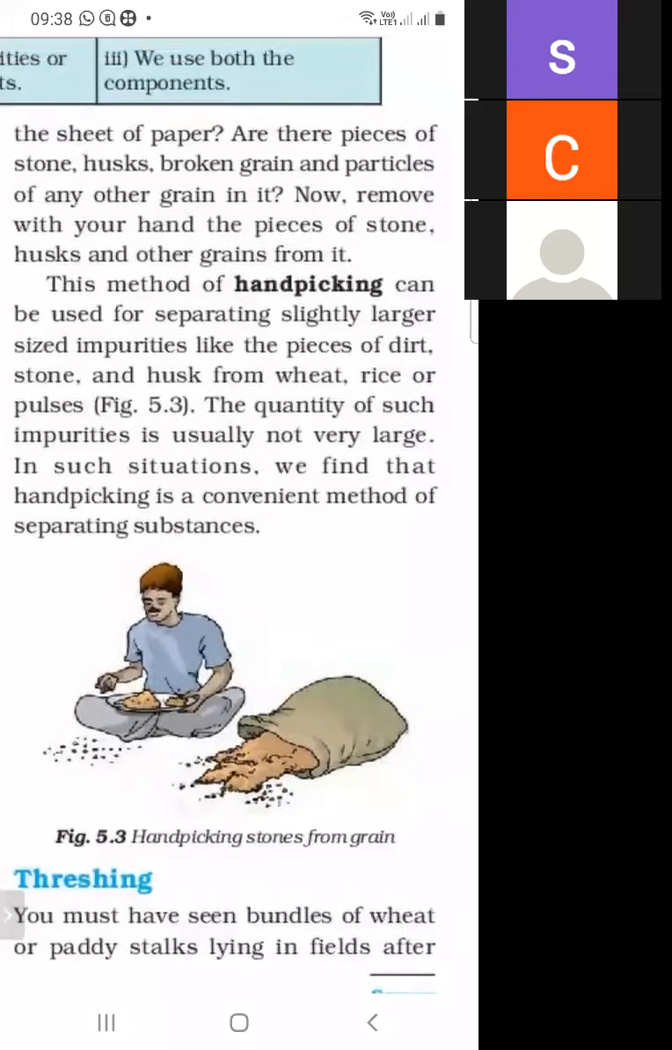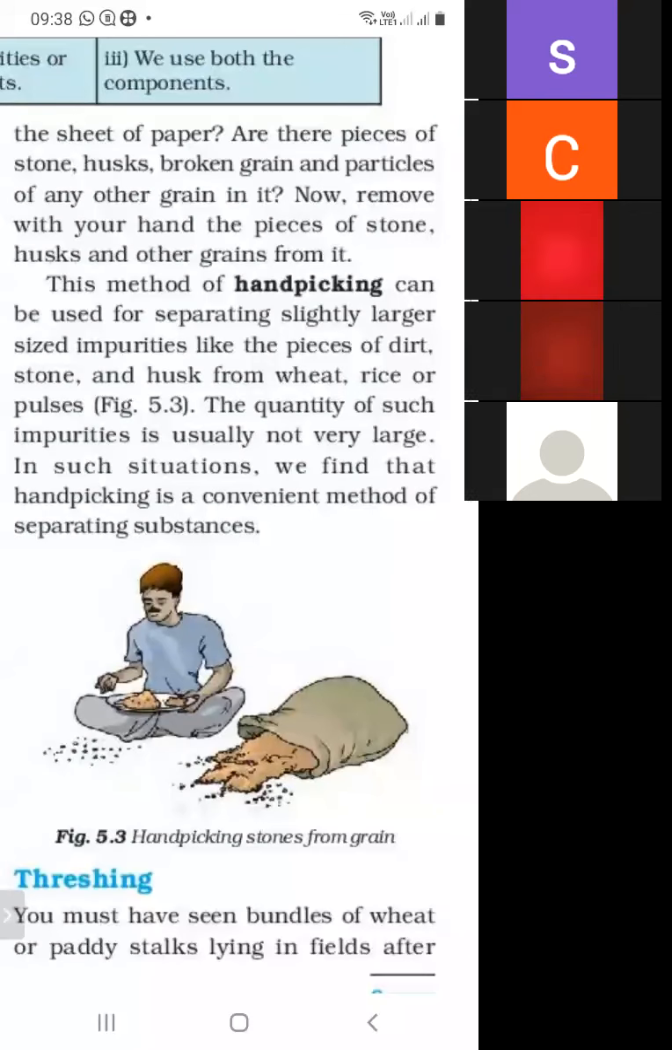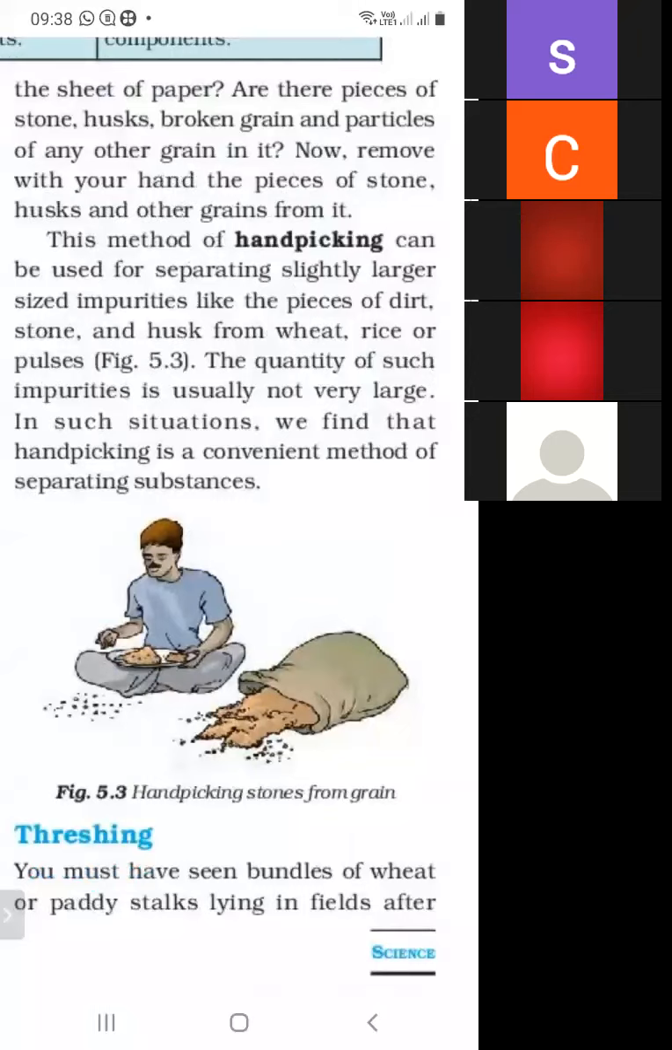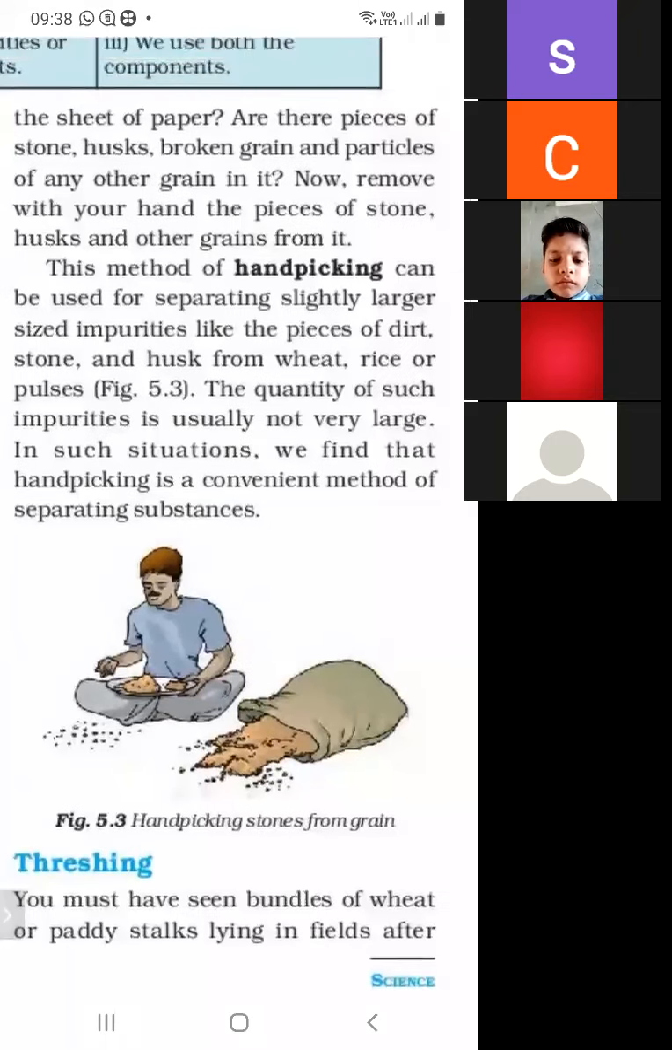If the impurities are very small, then the method of hand picking cannot be used. The method of hand picking is used if the impurities are of large size. If the size of the impurity is very small, it is not suitable. In such situations, we find that hand picking is a convenient method of separating substances. So what is the process of hand picking?